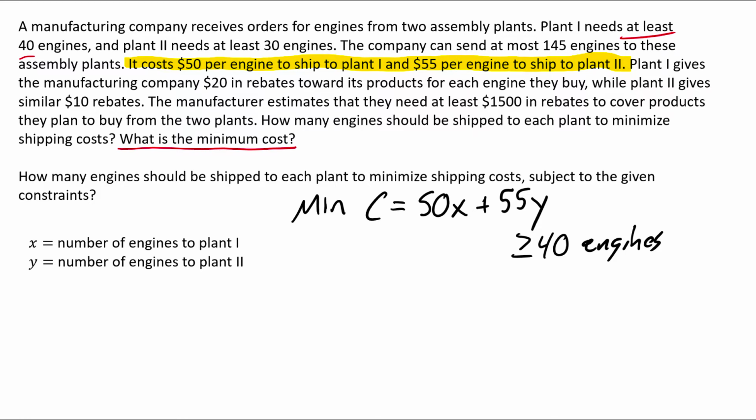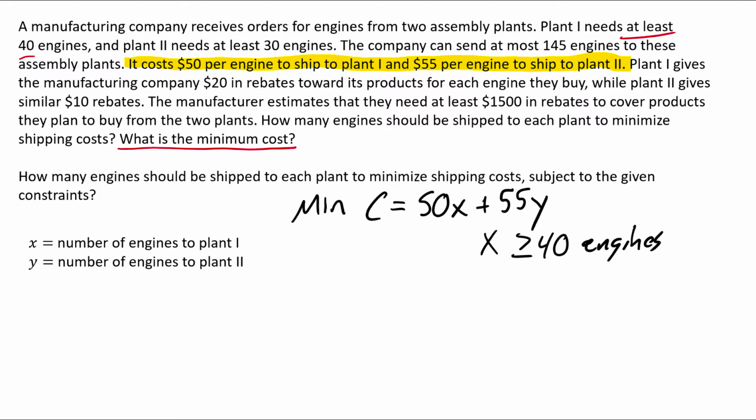All right, now let's figure out what goes on the left-hand side. What is at least 40 engines? It says plant 1 needs at least 40 engines, so this has nothing to do with plant 2. It is simply the number of engines shipped to plant 1 needs to be at least 40. Well, the number of engines shipped to plant 1 is X, so this is just X is greater than or equal to 40. This is another reason why it's really important to always define your variables.